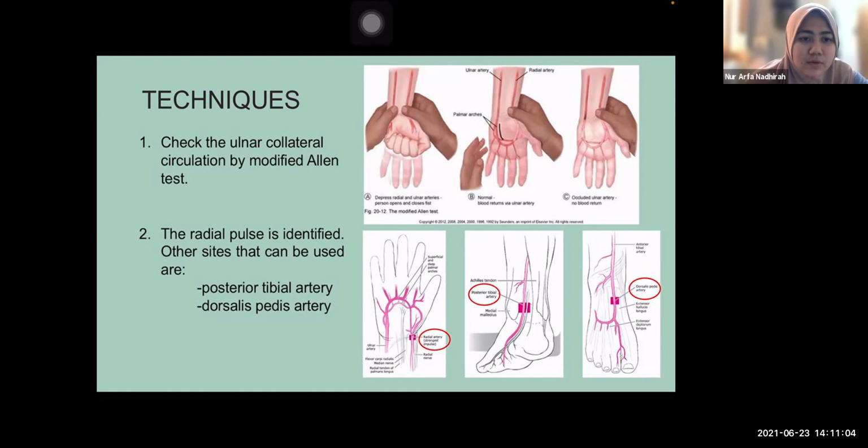So once we check there is a normal blood flow, we identify the radial artery, and the other sites that can be used include the posterior tibial artery and also the dorsalis pedis artery, as I show in the picture.